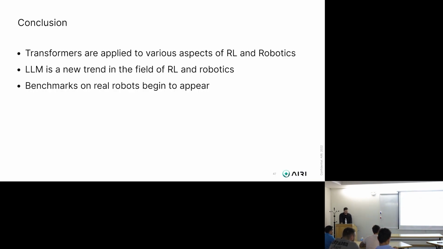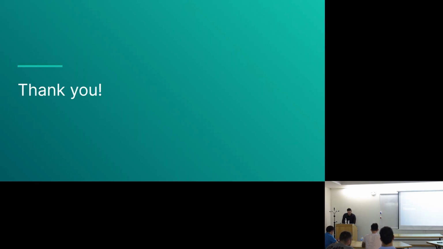Okay, actually, we have come to the conclusion. Here I just want to highlight that transformers can be used in reinforcement learning in different parts. I think you can combine them even more and find new combinations. Another point is that large language models are really a trend in robotics, and especially in embodied artificial intelligence, which I'm currently working on. And happily for us, benchmarking on real robots is beginning to appear. So maybe in the near future, we can compare our models better than before. That's it. Thank you for your attention.